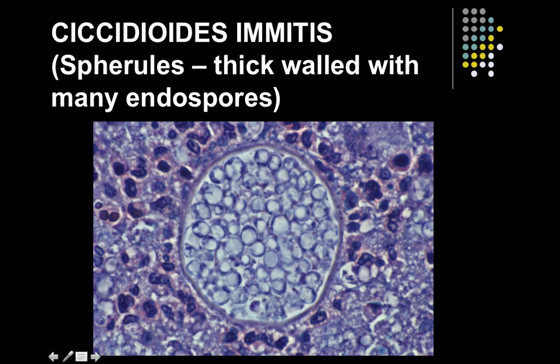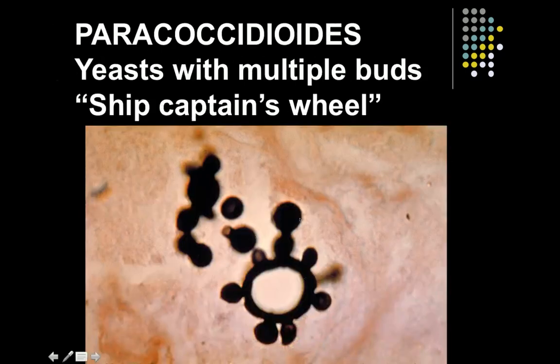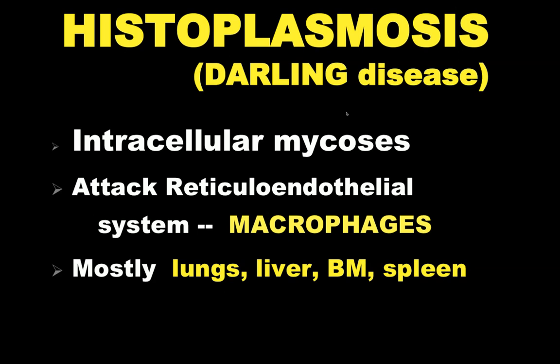Coccidioides immitis, you can see in the tissue this large spherule, thick-walled, and it is filled up with spores which are known as endospores. And here you see Paracoccidioides. This is the yeast with multiple buds. You can see several buds around the main yeast, and this is known as the ship captain's wheel. These morphological forms are very important because you get MCQs on them.